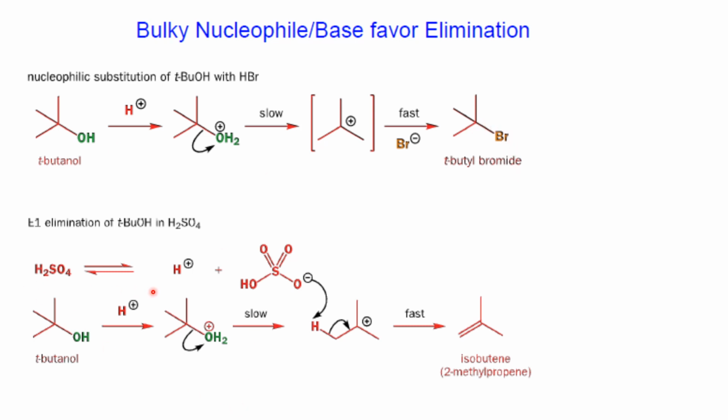But when you consider H2SO4, it leads to the formation of a bulky nucleophile, which is very difficult for this nucleophile to approach the reaction center. Therefore, it will be abstracting the proton from the neighboring carbon to form an alkene. Okay, so I think it is clear. So when you have a bulky nucleophile or a base, elimination is favored over substitution.